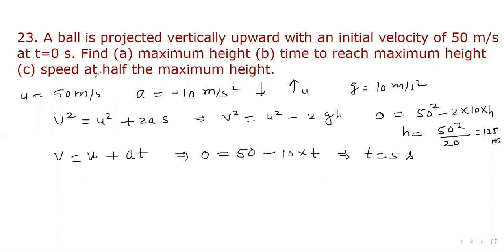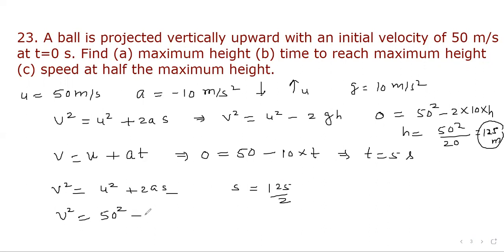Now, the next question is speed at half the maximum height. We know v square equal to u square plus 2as. In place of s, we have to write half of the maximum height. Maximum height is 125. So 125 divided by 2. So let's put it here. v square equal to u square, u is 50 square, minus 2 into 10 into 125 divided by 2.